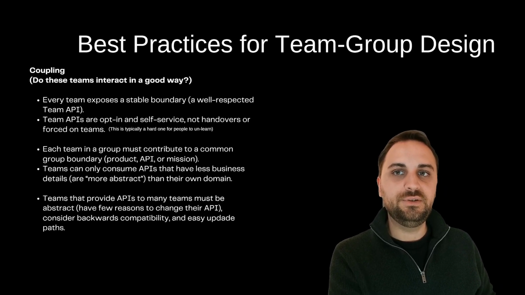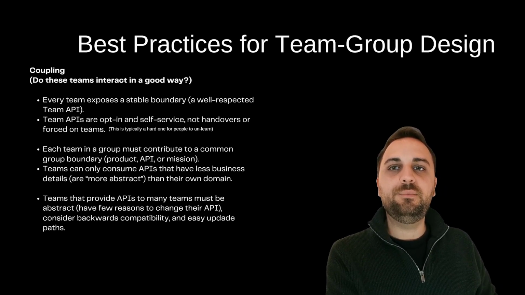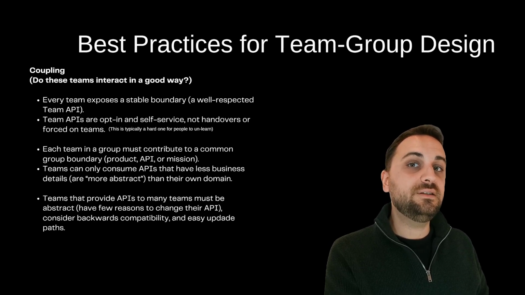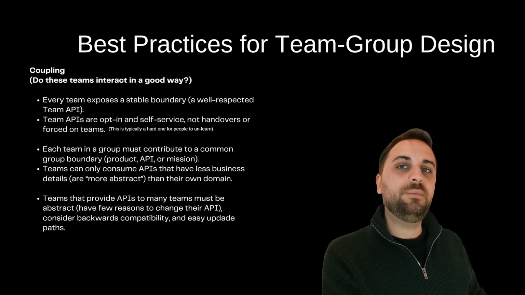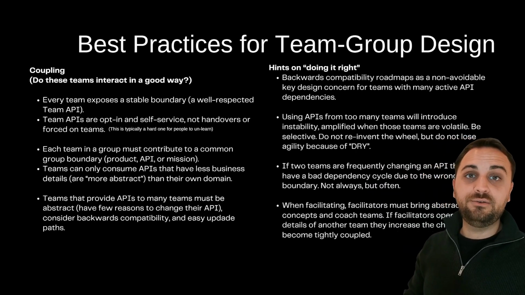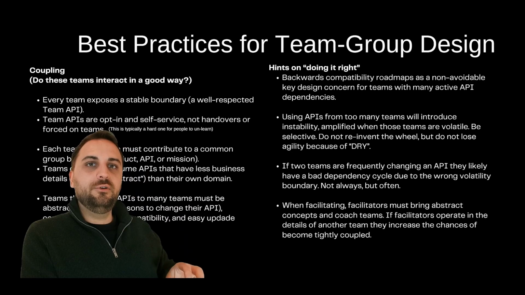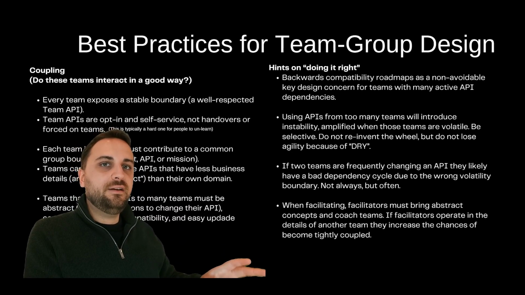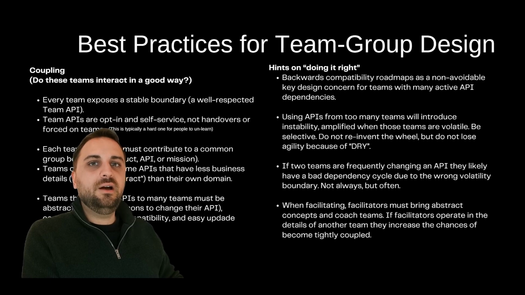And I have a good visual for this you'll see in a moment. And teams that provide APIs to many teams must be abstract. They have fewer reasons to change their APIs and consider backwards compatibility and easy upgrade paths. So some hints on how to do that right. A backwards compatibility roadmap as a non-avoidable key design concern with many active API dependencies. Using APIs from too many teams will introduce instability, and it's amplified when those teams are volatile.